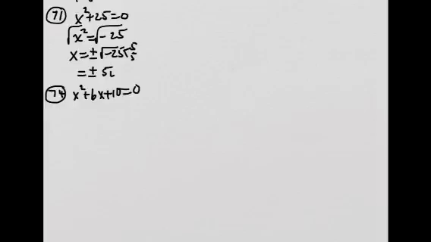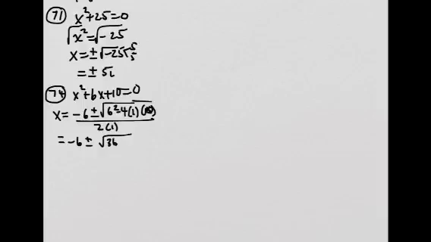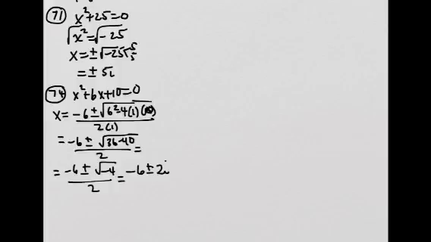So 74, we're going to use the quadratic formula because it doesn't factor. So x equals negative 6 plus or minus the square root of b squared minus 4 times a times c, that's a 10 in there, all over 2a. So then you get negative 6 plus or minus the square root of 36 minus 40, all over 2. So that's negative 6 plus or minus square root of negative 4 over 2. So you get negative 6 plus or minus 2i, because square root of negative 1 is i, and square root of 4 is 2, over 2.